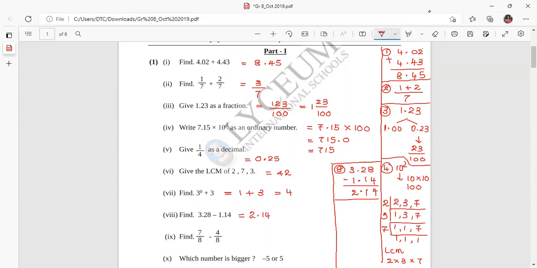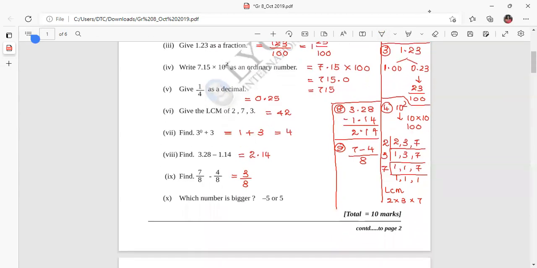Then question number 9. What we want to do again, you have the same denominator, 8. So then what you do, you subtract the numerator values. So 7 minus 4 is 3, and 3 over 8. Okay, so then the next one, you want to find the bigger.